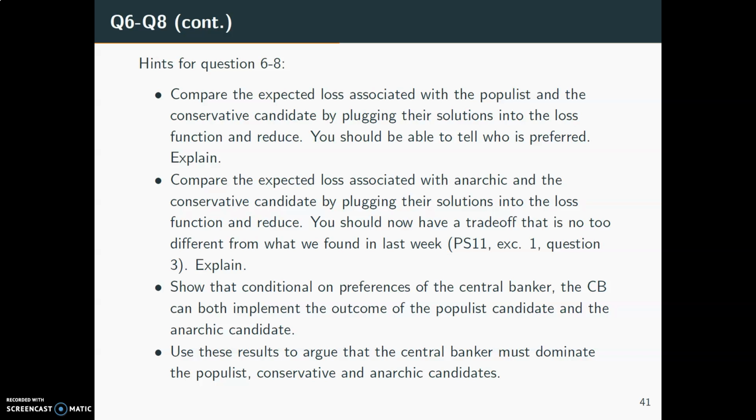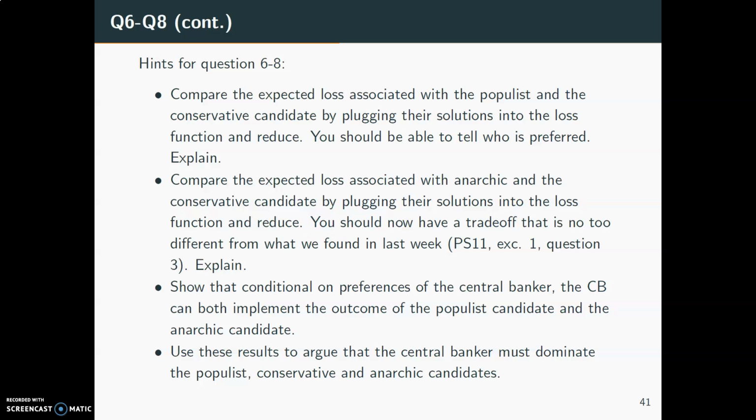So the candidate with the lowest expected loss will basically be preferred. Then compare the expected loss associated with the anarchic and the conservative candidate by plugging their solutions into the loss function and reducing. You basically do the same thing as before. You find the outcomes associated with each of these two candidates, plug the outcomes into the loss function, and take expectations. Now you can't really tell unambiguously which candidate has a lower expected loss than the other one.